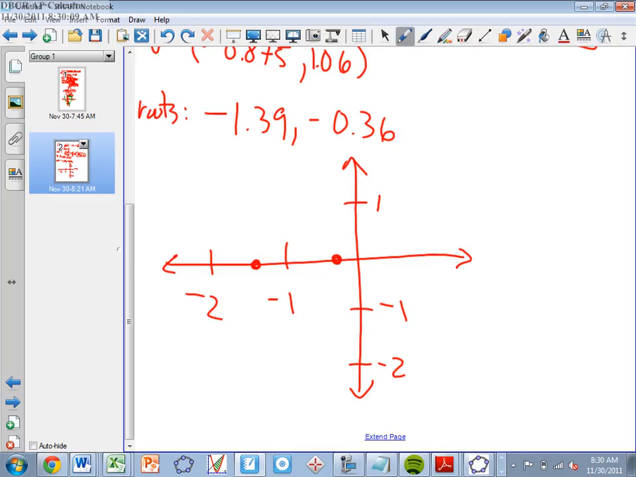Next, the axis of symmetry is at -0.875. Okay, 875. Well, that's about right here. So here's my axis of symmetry. Okay? Again, I'm estimating right now because I'm drawing a sketch. The y-intercept was at negative 2.